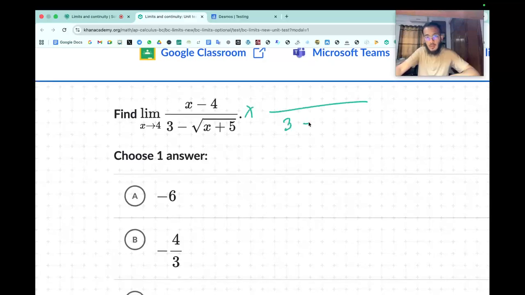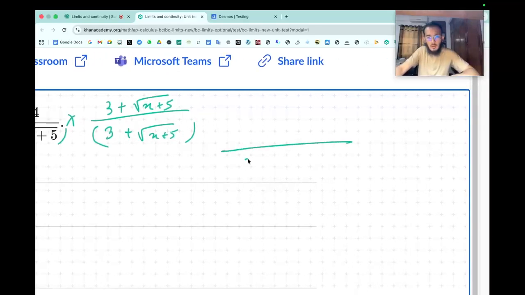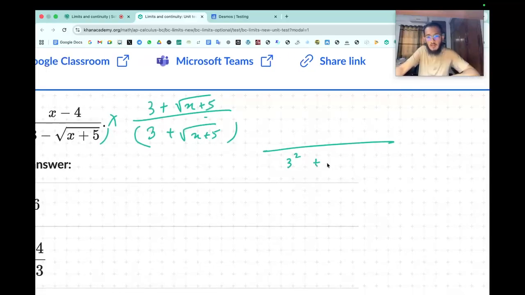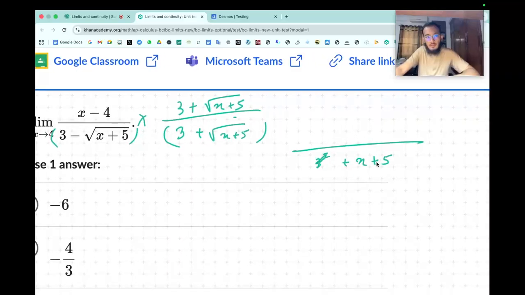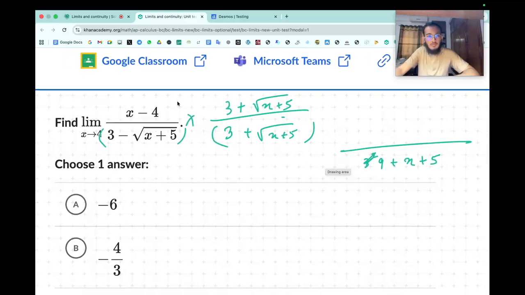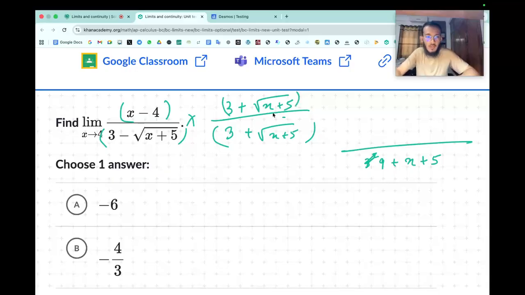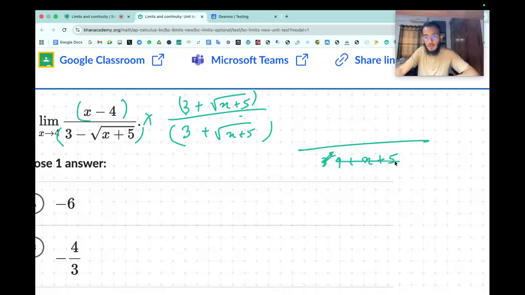So we multiply it with 3 plus root x plus 5, and in order to balance this and cancel this out, preserve equivalence, we multiply the same thing. Then a plus b times a minus b is basically a squared minus b squared. So 3 squared minus, when you square this, the square root disappears and we are only left with this thing. Now 3 squared is 9.